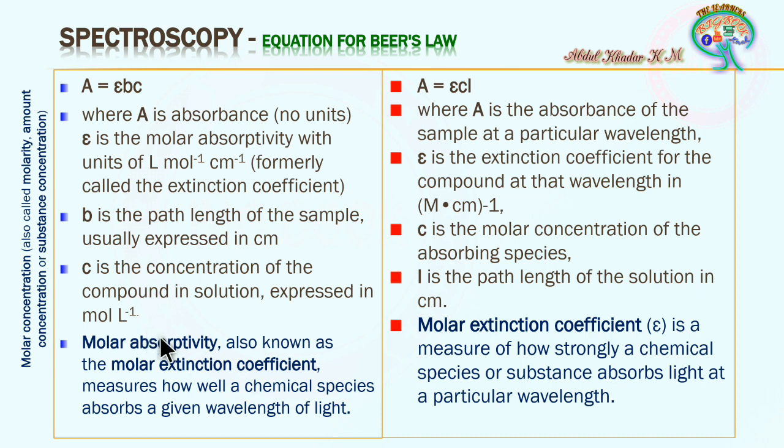So here, when you are going to consider molar absorptivity, also known as the molar extinction coefficient, it measures how a chemical species absorbs a given wavelength of light. The molar extinction coefficient is a measure of how strongly a chemical species or substance absorbs light at a particular wavelength.